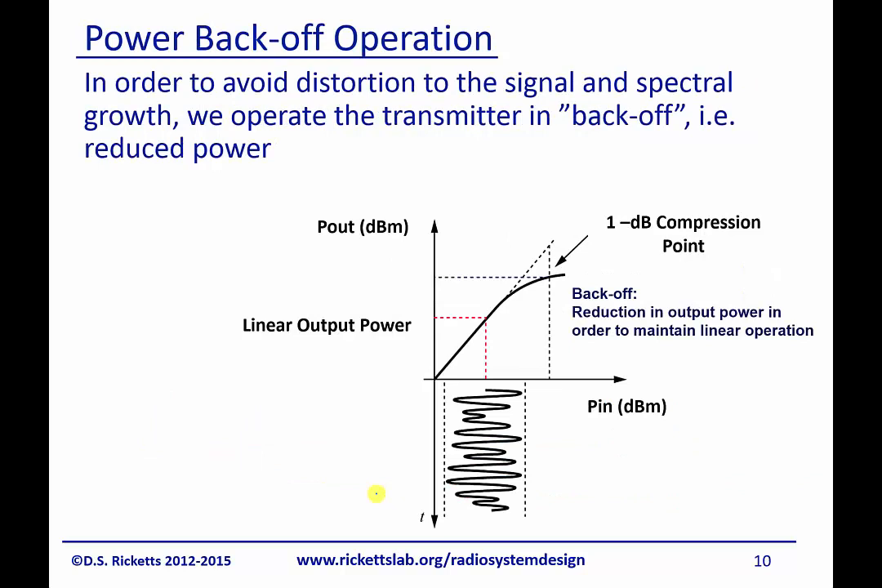So in order to avoid the nonlinearity or distortion, as we saw with the limiter in the previous slide, we're often operating the transmitter in a back-off area. We talked about the 1 dB compression point before. What we tend to do if we want to be linear is operate in a region below this 1 dB compression point, and that allows us to generate the least amount of harmonics.